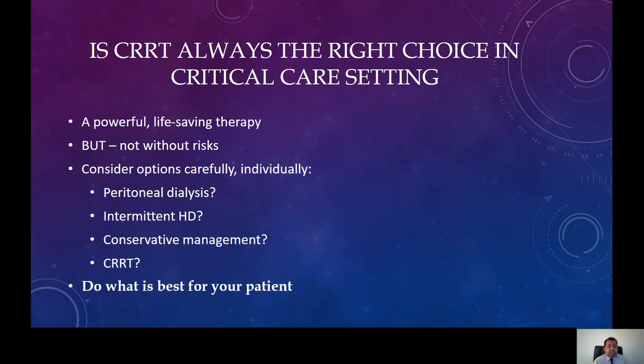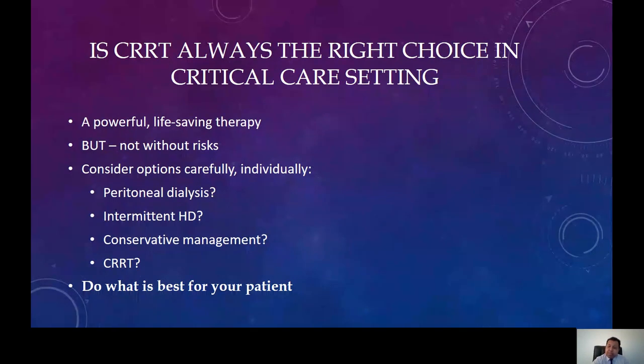But you need to consider the options carefully and individually, whether it's peritoneal dialysis, intermittent hemodialysis, conservative management, or CRRT. Take the individual child, look into all the aspects, consider how much experience you have with a particular modality and the facilities, and then decide what is going to be the best. Do what is best for your patient.